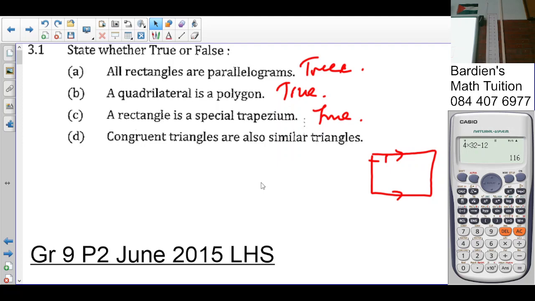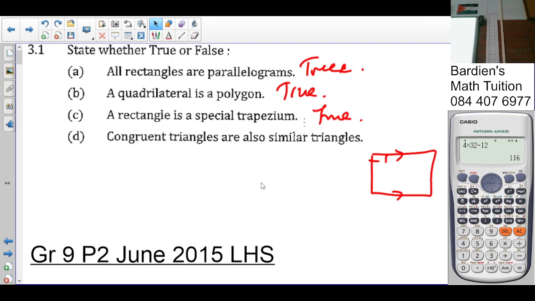But look at the first one, we say all rectangles are parallelograms. So you are then saying true. Why? Because in that rectangle, opposite sides are parallel. Opposite sides are equal. Opposite angles are equal. And the diagonals bisect each other. So all the properties of a parallelogram you find in the rectangle. So that means to say it's true. Can you see? So if the properties are evident in the rectangle, that is why it's true. So now reading this here, a rectangle is a special trapezium.